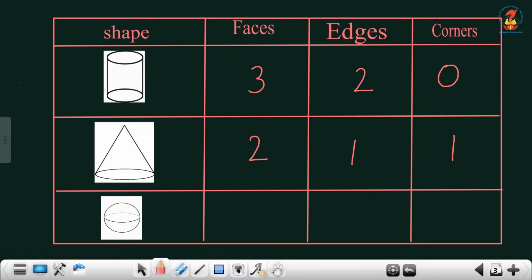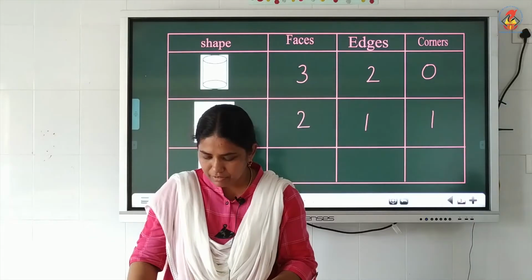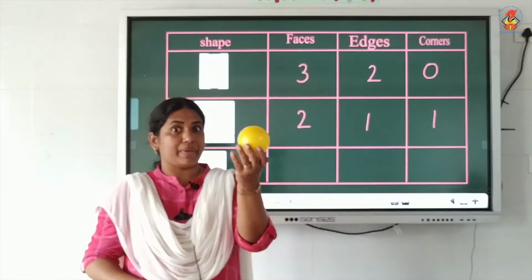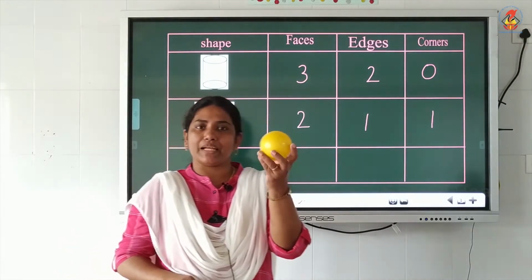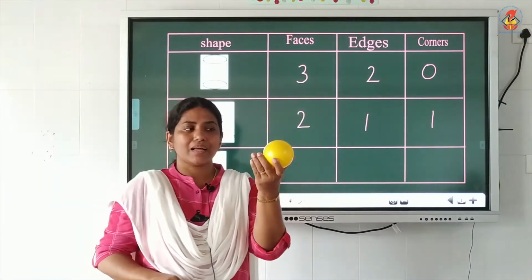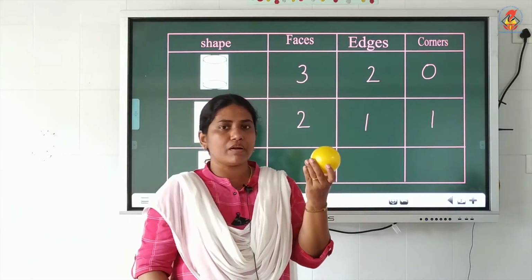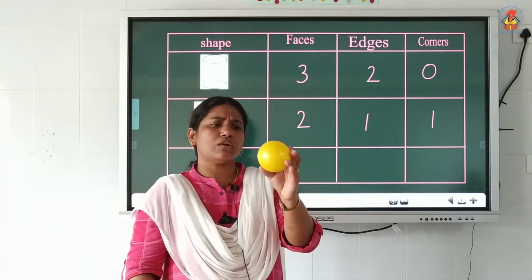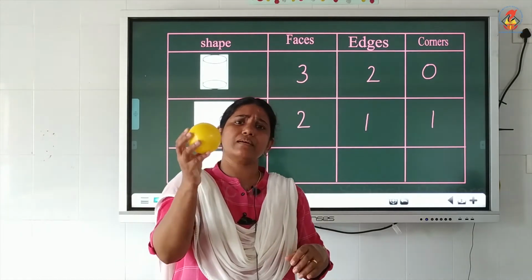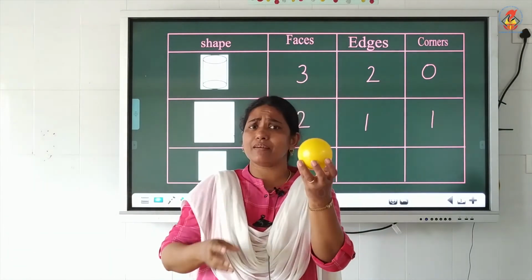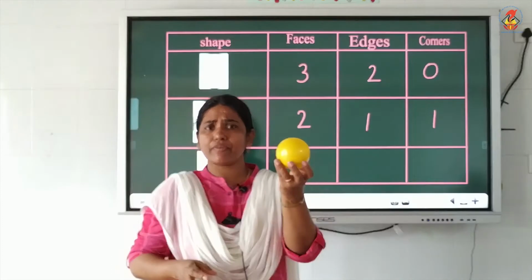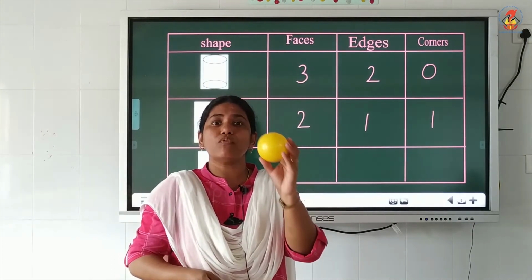Is it clear? Now the last and final shape is sphere. Okay children, sphere, I told you it looks like a ball. All types of balls are the example for sphere. Now children, look, how many faces are there for a sphere? Is there any face? Yes, only one face.